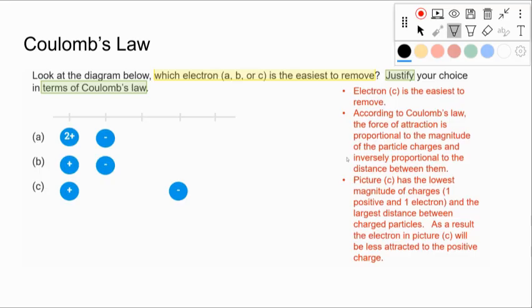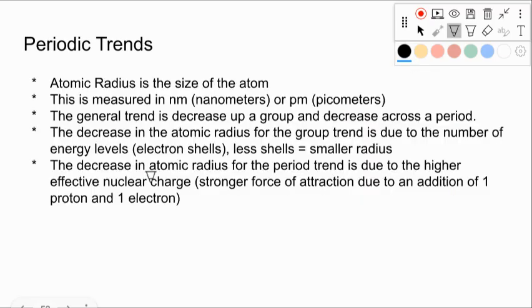As a result, the electron in C will be less attracted to the positive charge. So again, I've increased my distance, so I've decreased the force of attraction, which makes sense. If you think about these as magnets, if these two magnets were very close to each other and I had two opposite poles of magnets, they would be very attracted to each other. The further I pull those magnets apart, the less I feel that force of attraction. It's the same thing in an atom.